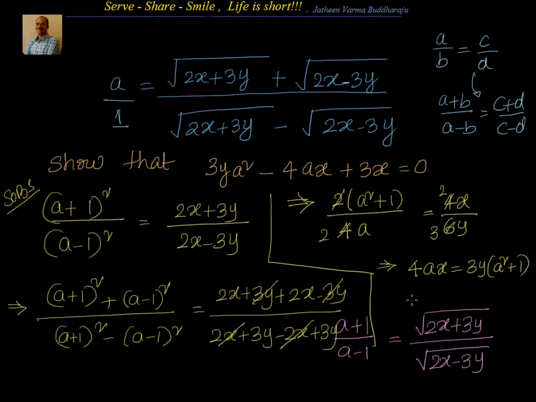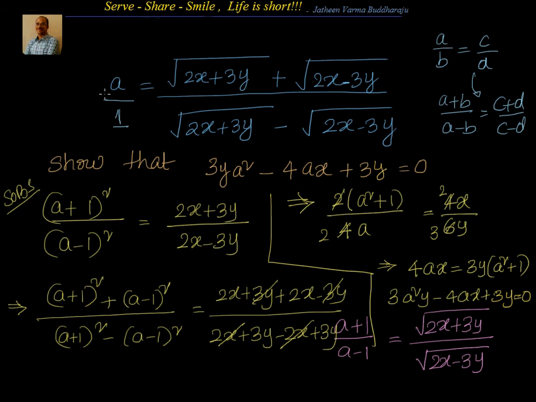Or can I say 3a square y minus 4ax plus 3y equal to 0. So let's summarize this. We have been given that a equal to root of 2x plus 3y plus root of 2x minus 3y divided by root of 2x plus 3y minus root of 2x minus 3y. We have to prove that 3y a square minus 4ax plus 3y equal to 0. Earlier there was x, actually it is y. That's a typo in the textbook, so don't worry about that.